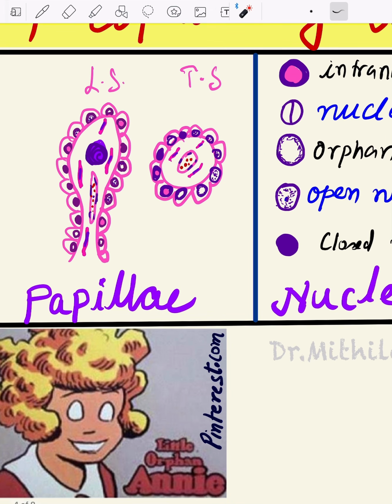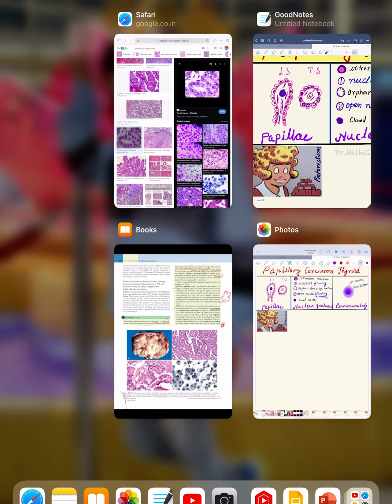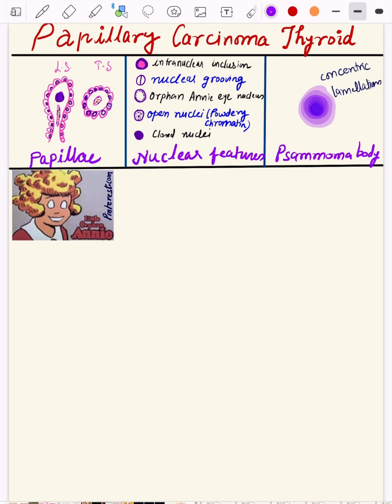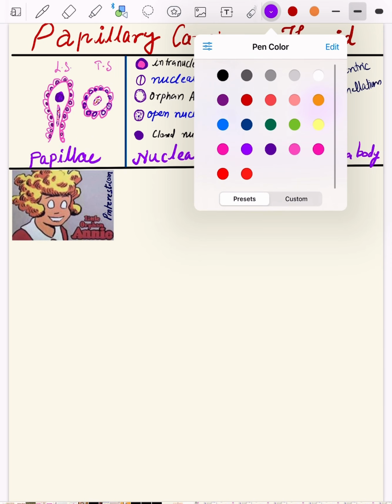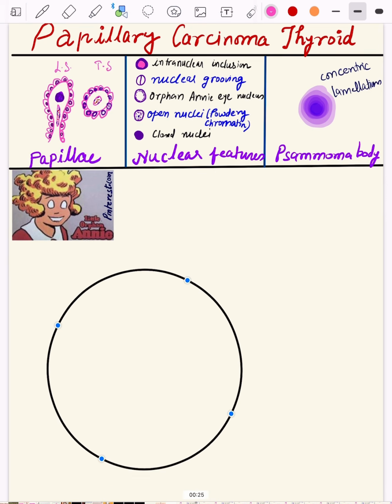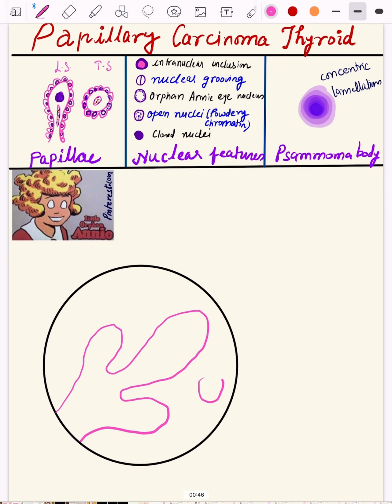So let's now switch to the making of this diagram. So let's start. So you make a circle. Then first of all, we make the papillae. The papillae we will make first in the transverse section and longitudinal section, both.